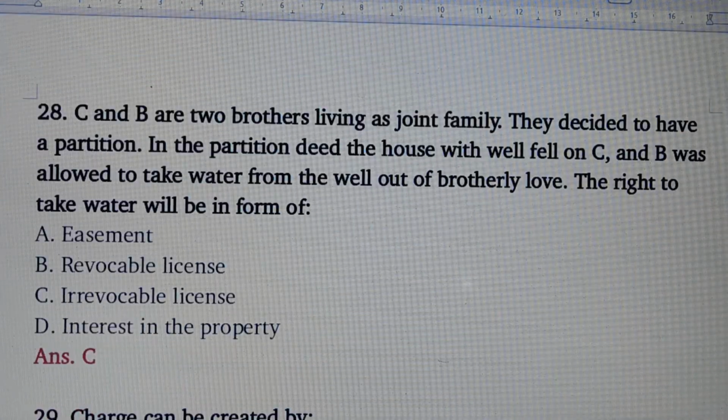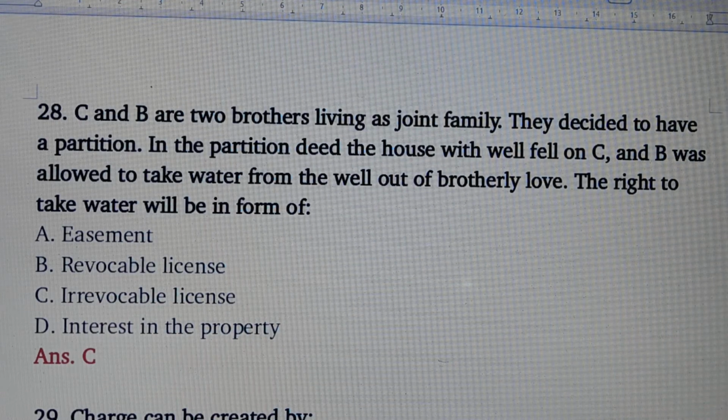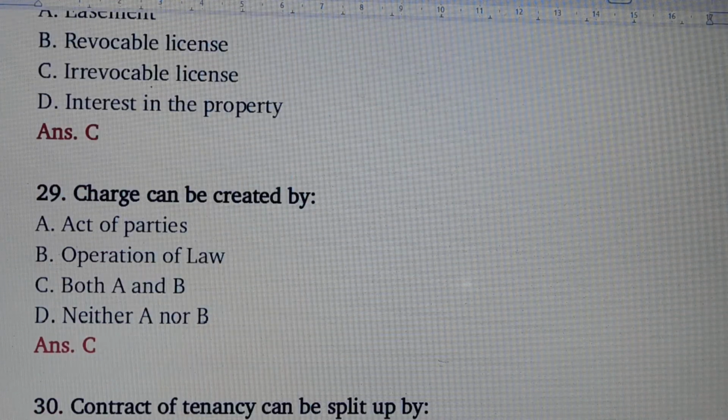Question number 28. C and B are two brothers living as joint family. They decided to have a partition in the partition deed. The house with well fell on C and B was allowed to take water from the well out of brotherly love. The right to take water will be in form of, answer is option number C, irrevocable license.